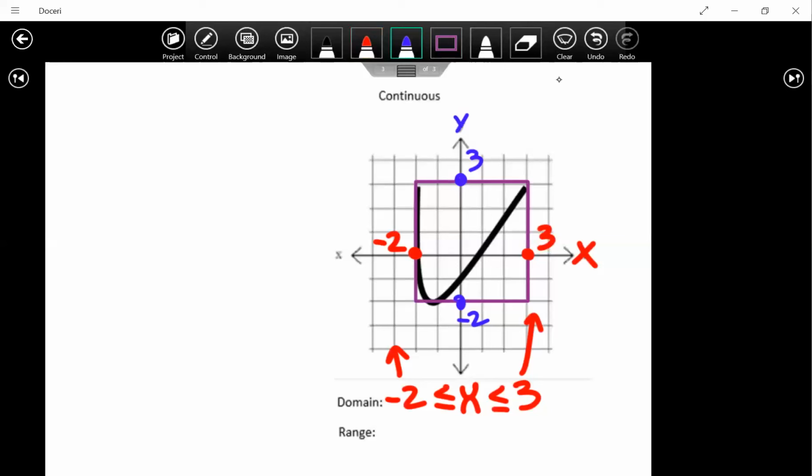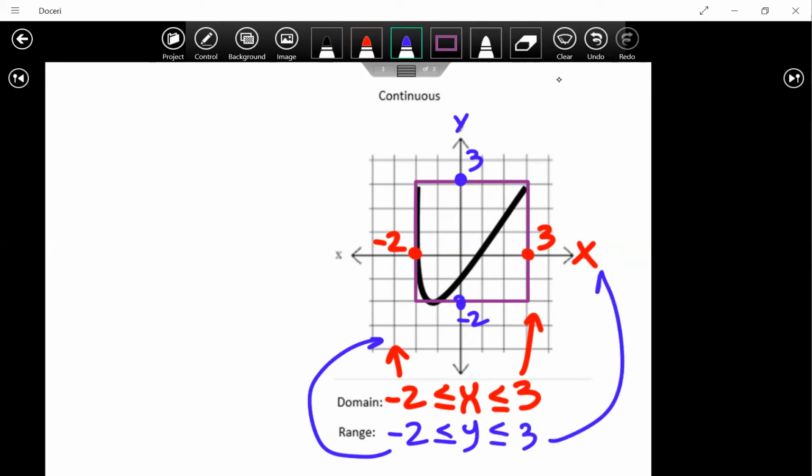We're going to do our y's. -2 is less than or equal to y. My -2 represents the bottom, and y less than or equal to 3 represents the top number above. So that's all you've got to be able to do for the domain and range. This is called a composite interval or a reduced interval. We're looking at how it exists between -2 and 3 for our x and y axes. So just keep that in mind.